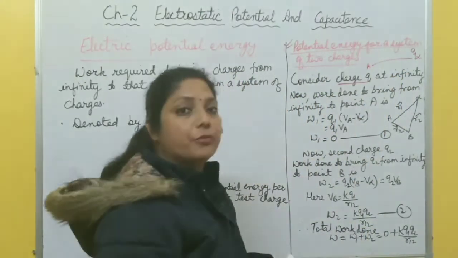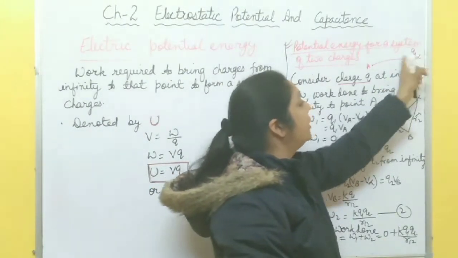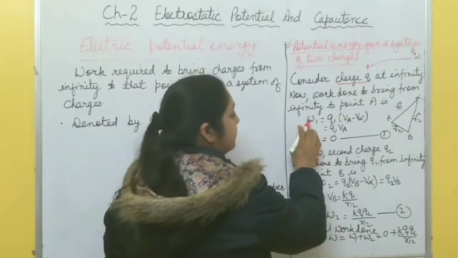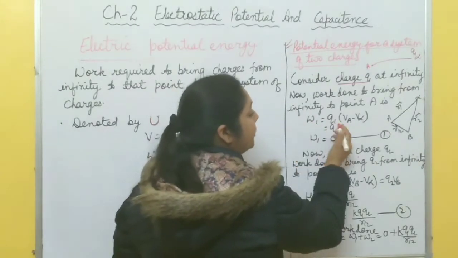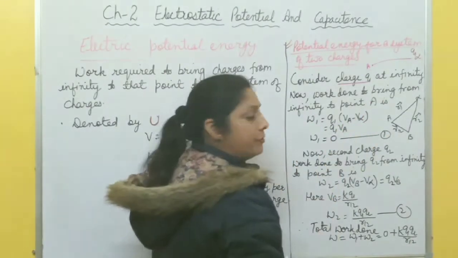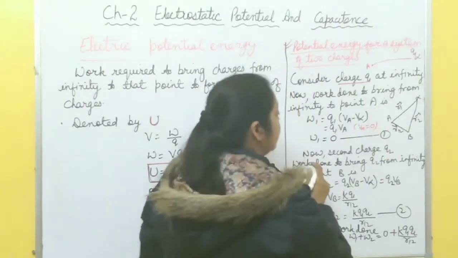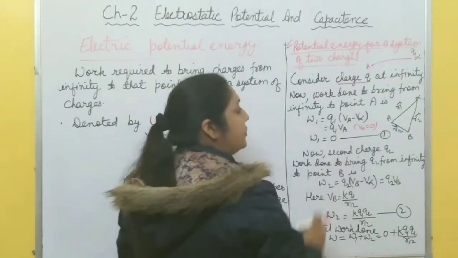Now the amount of work done in bringing a charge Q1 from infinity to point A is given by W1 equal to Q1 times the potential difference from infinity to point A. It means VA minus V infinity. And you know V infinity is what? 0. So this becomes Q1 into VA.